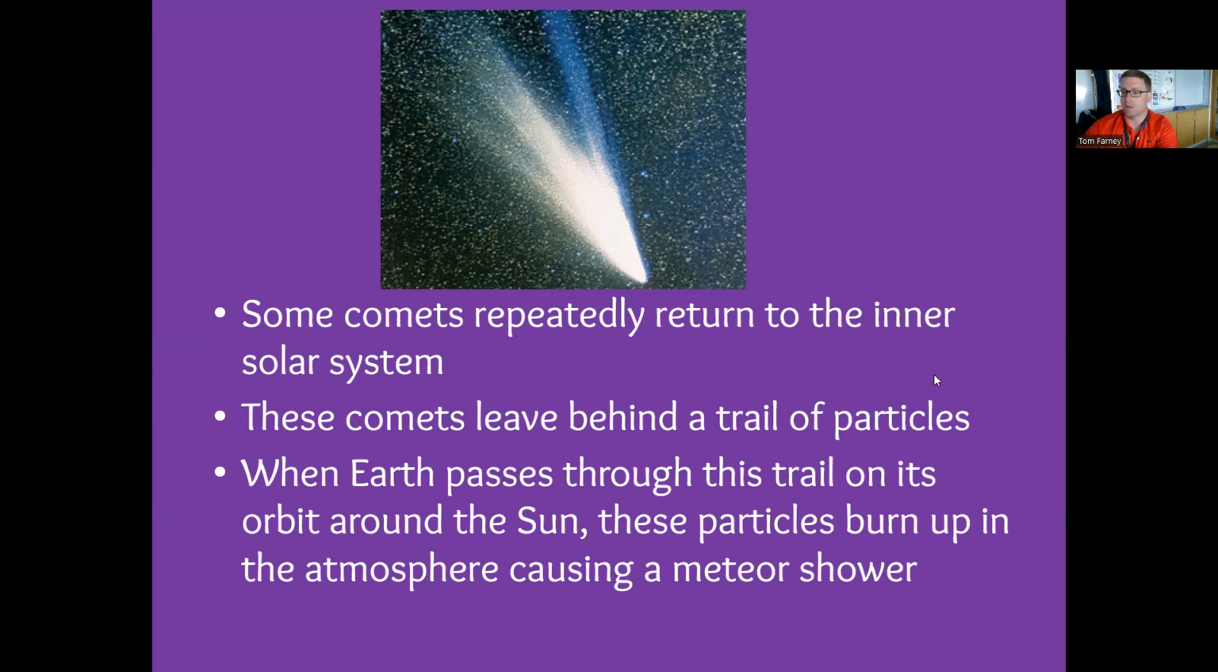Some comets repeatedly return to the inner solar system, like Hale-Bopp. That's one of them. They leave behind a trail of particles, like a lot of dust, maybe some ice in its path, maybe just chunks of the comet itself. And when Earth passes through that trail around its orbit of the sun, those particles will burn up, and that's how we get meteor showers. That's why we have annual meteor showers, and how we can predict when that's going to happen, because we watch where the comets move in orbit around the sun.